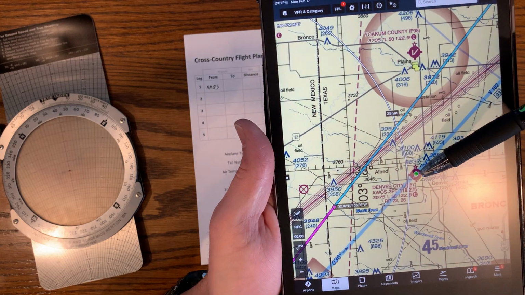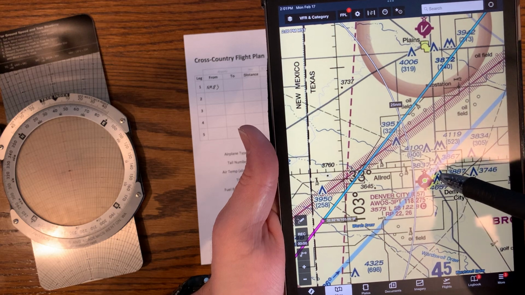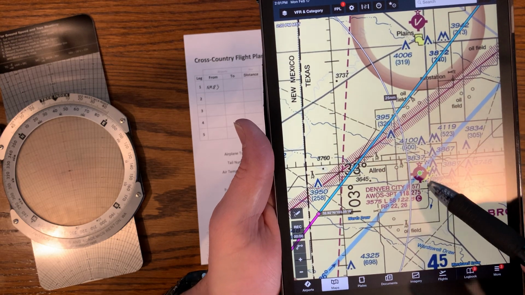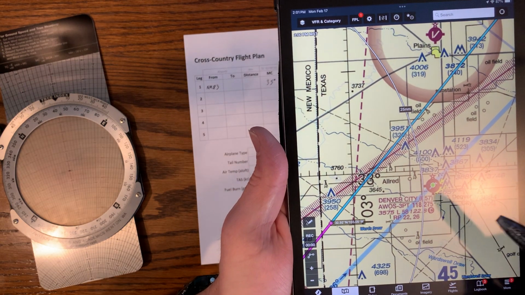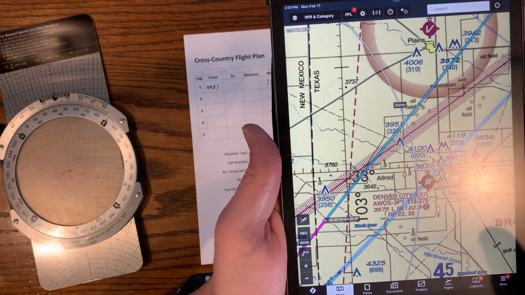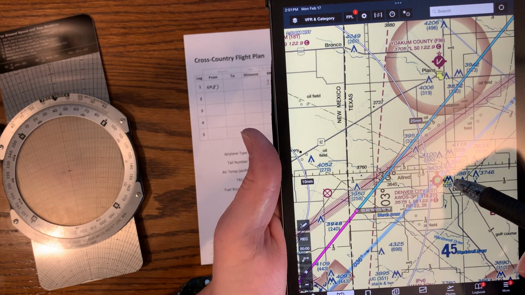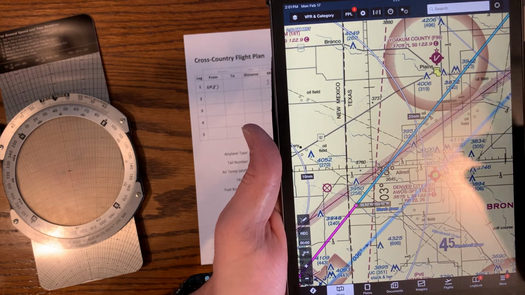Well, we have Denver City Airport right here. That means we have not only an airport, but a city to identify. Sometimes airports are hard to find, but a city is pretty easy to find, depending on the terrain. Out here in West Texas, where this is, it's really easy to see a city. There's trees and houses and stuff.